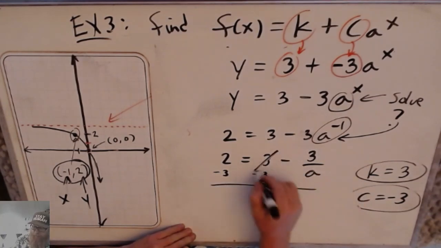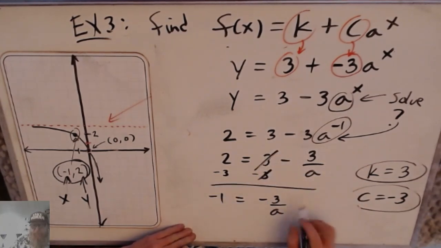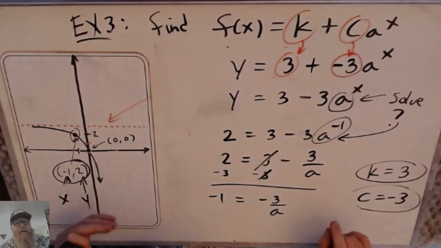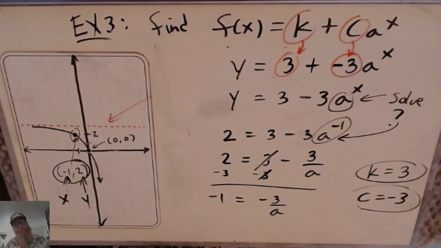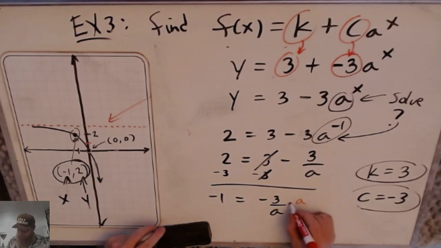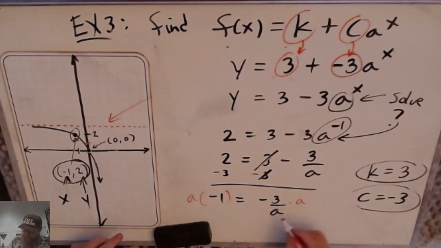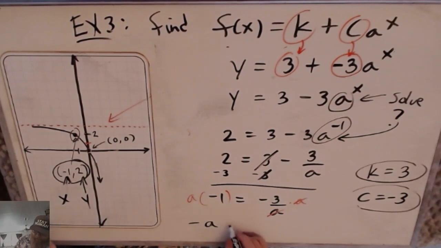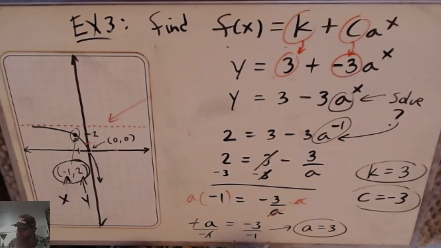After that, the rest of the problem basically solves itself. Just move everything over to the other side and get your a by itself. I probably don't even need to tell you what to do from here, right? You could just follow your instincts, multiply both sides by a. So you get -a equals -3. And then divide by -1. So a is 3.